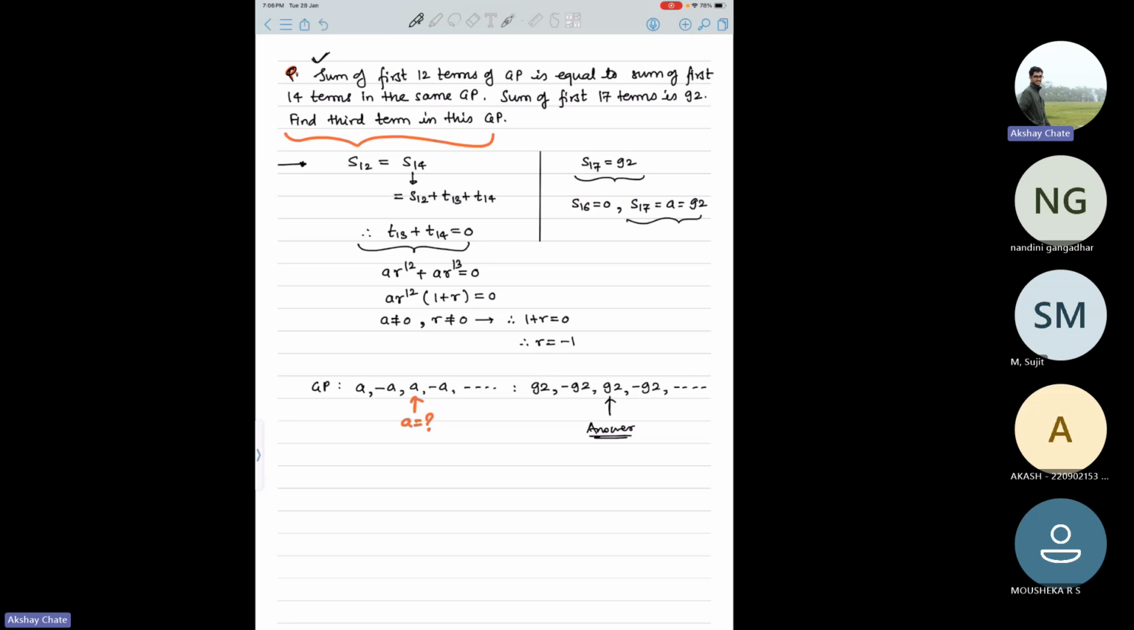These are some of the lesser known problems that I am trying to take, so that you understand what we are doing here. Okay, so we'll take one more GP problem, and then we'll move on to the next part. Okay, we'll see what to do.